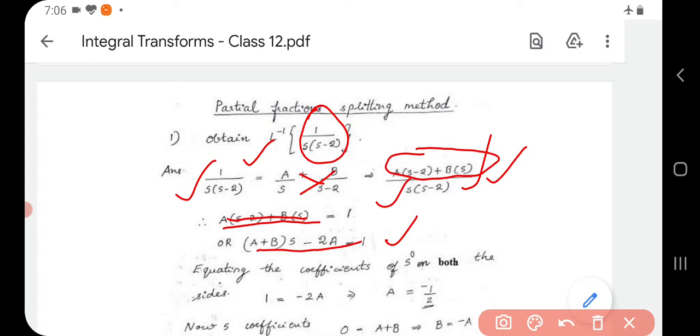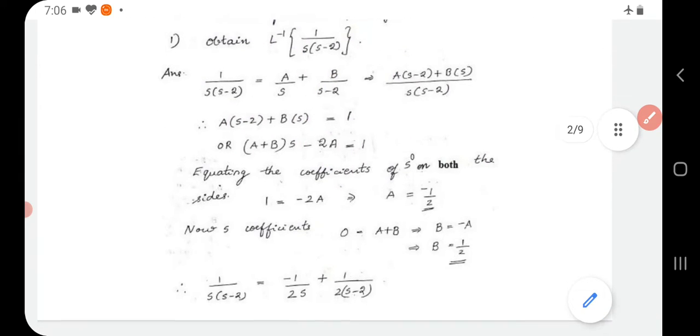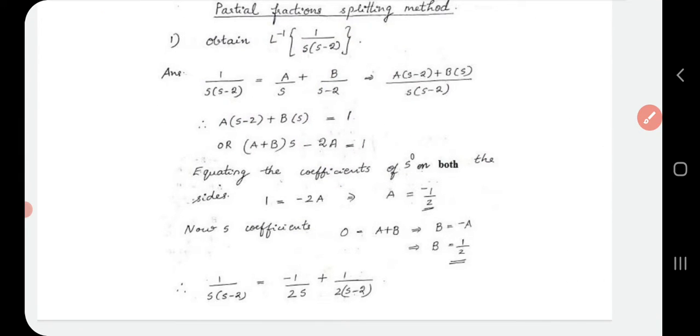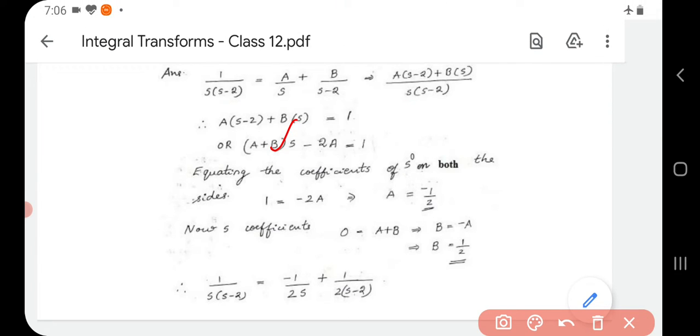Now you equate the coefficients of s raised to 0 on both sides, that is, you are equating the constant part. That is, minus 2a is equal to 1, so the value of a is minus 1 by 2. Now you equate the coefficients of s, that is, a plus b equal to 0, so b equals minus a. You have already obtained a as minus 1 by 2, so your b will be 1 by 2. Now you substitute the values of a and b here. So you will get this.